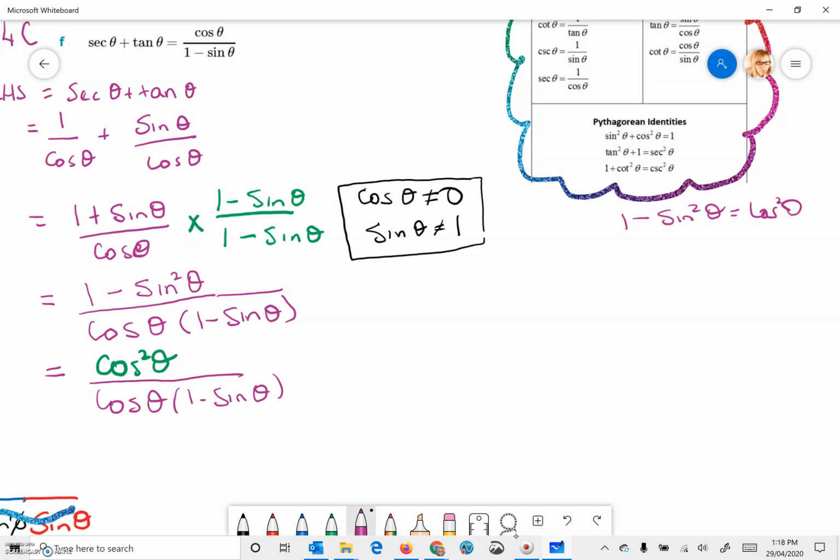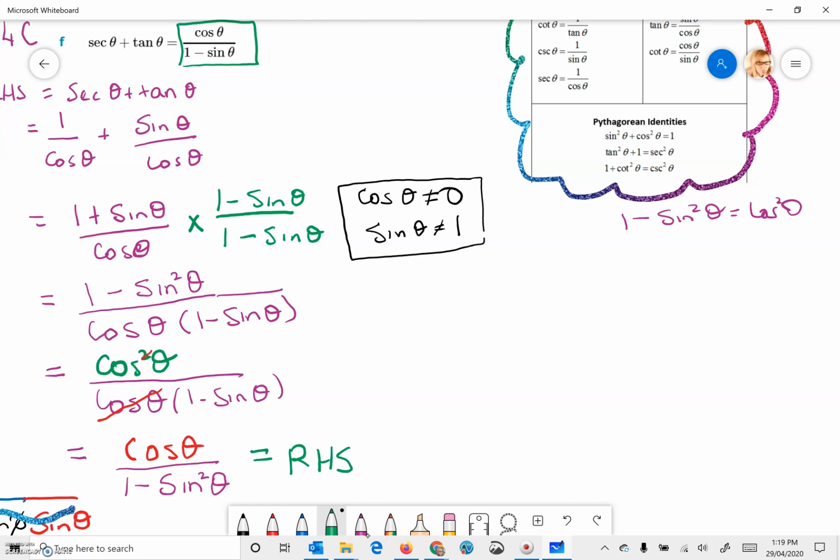Now, of course, when we cancel that with that, we're going to end up with cos theta over 1 minus sine theta. And guess what? That's what our right hand side is, as required.